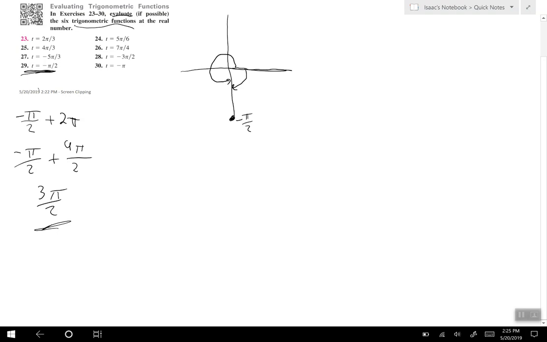So we're certainly not talking about the same angle, but we are talking about the same location on the unit circle. So for our purposes of this question, it's going to work out the same. Alright, so that's the first step: locating negative pi over 2.